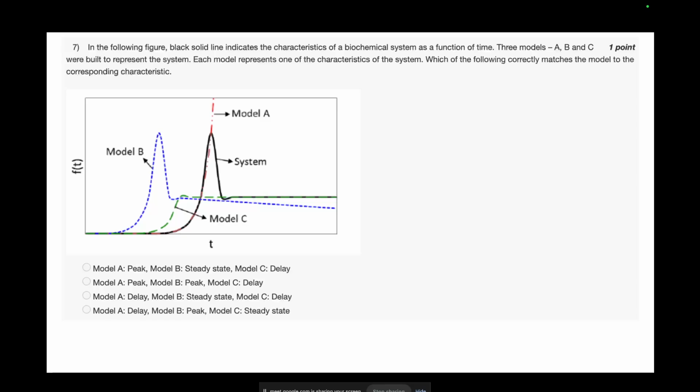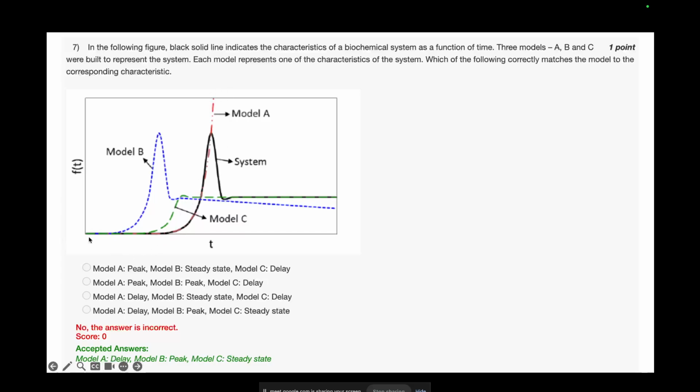Model A is best for delay, model B is best for a peak, and model C is best for steady state. I think that is correct. Model B is showing the peak as given by your system, but there is a delay involved in this, so it's good at showing the peak.